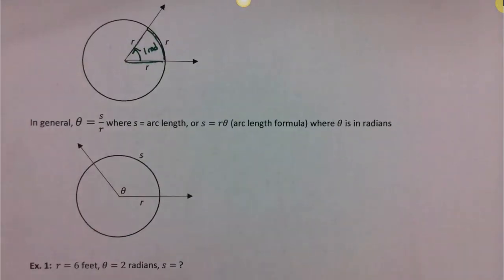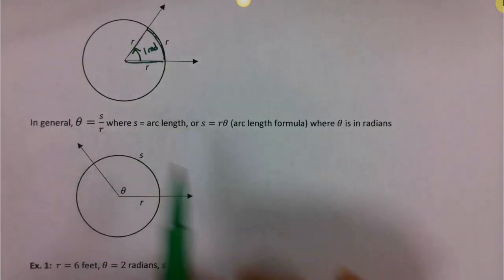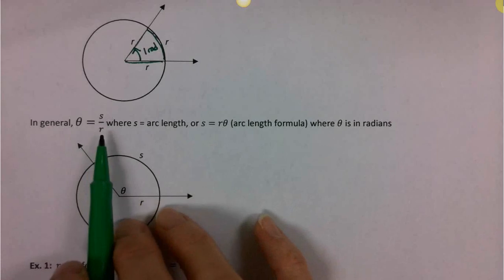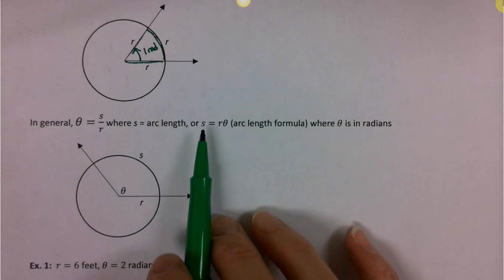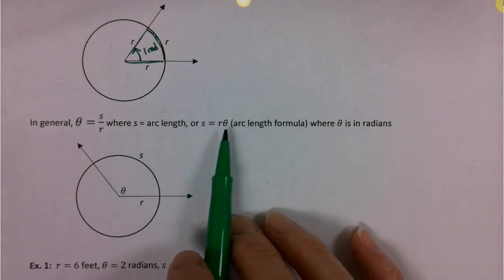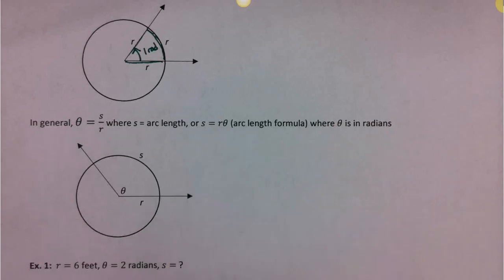Now, more generally, an angle theta is equal to the arc length divided by the radius, or if we rearrange this formula and solve it for s, we have s is equal to r times theta. That's what we consider the arc length formula. And this is where theta is in radians.